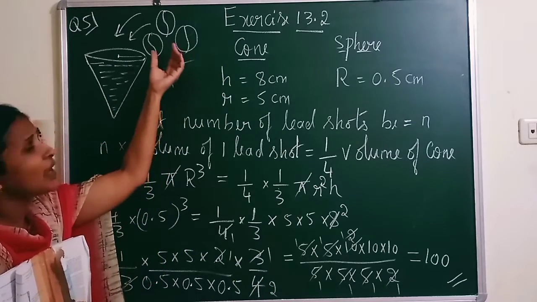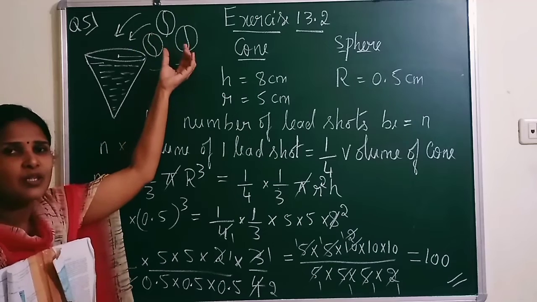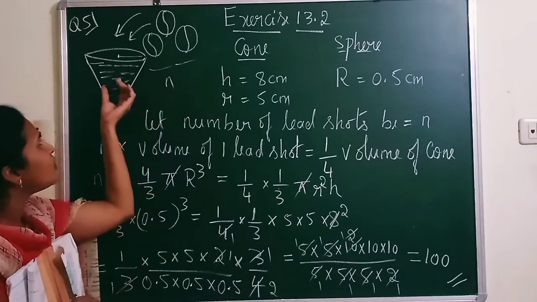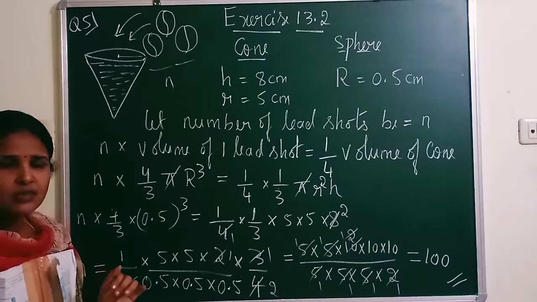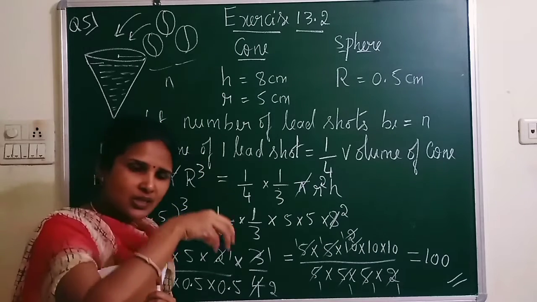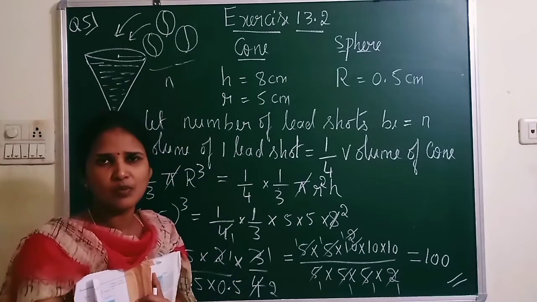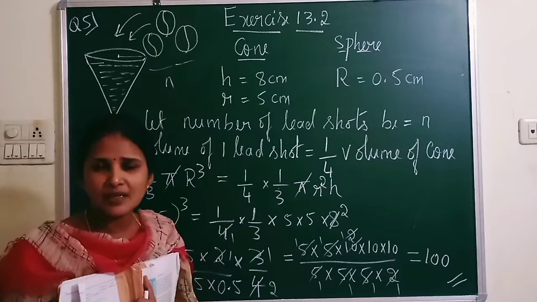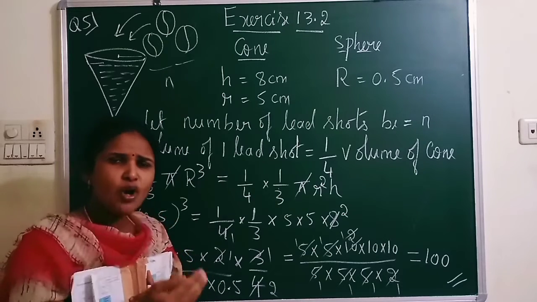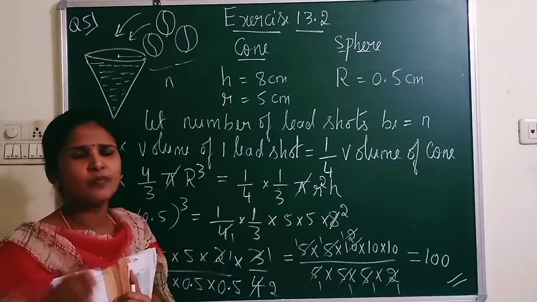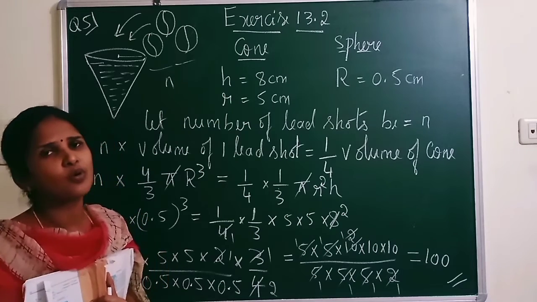That is, the volume of n lead shots is equal to 1/4 the volume of the cone. Because when you put n lead shots in the cone, 1/4 of the volume of water flows out. So it is nothing but the volume of n lead shots equals 1/4 the volume of the cone.